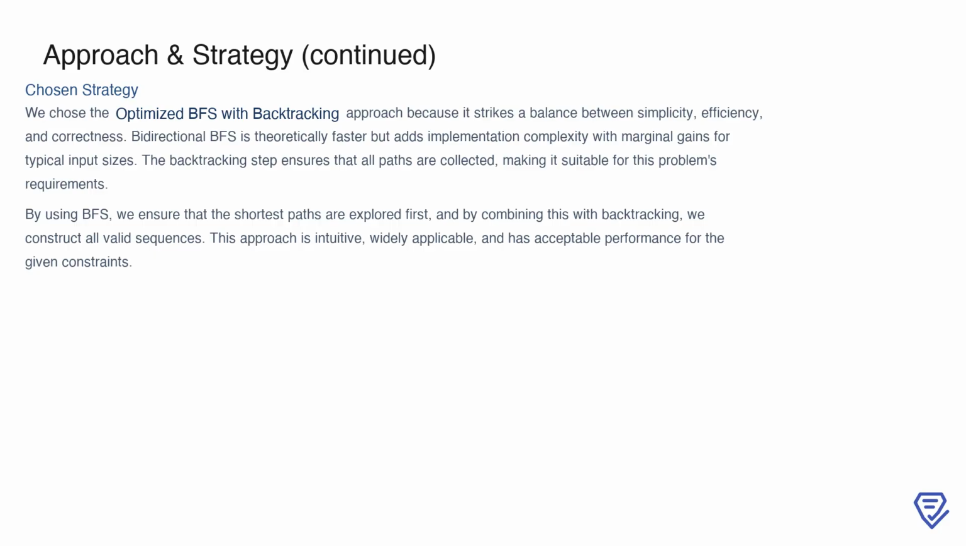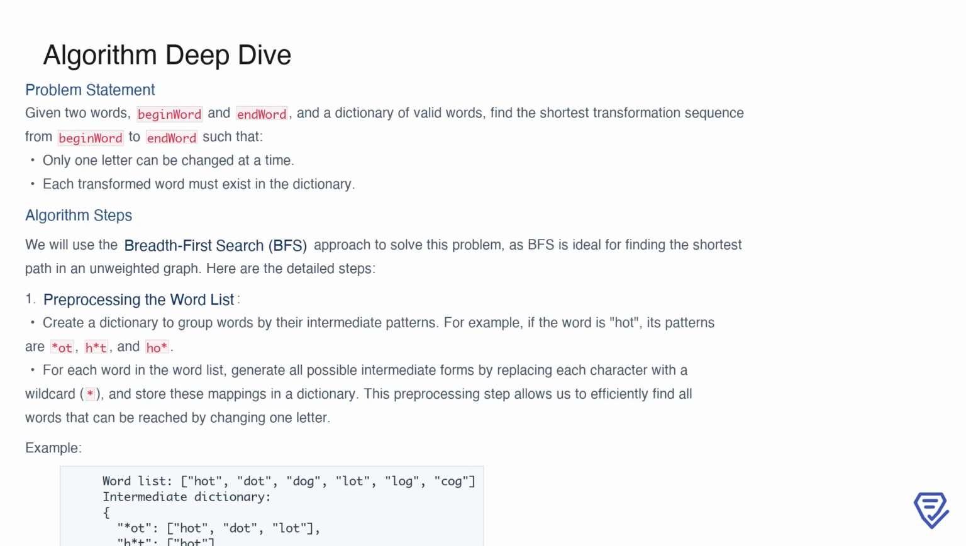In this problem, we are tasked with finding the shortest transformation sequence from a given word, called begin word, to a target word, called end word. To achieve this, we can only change one letter at a time, and each intermediate word must exist in a given dictionary of valid words. This problem can be visualized as finding the shortest path in an unweighted graph, where each node represents a word, and edges connect words that differ by only one letter.